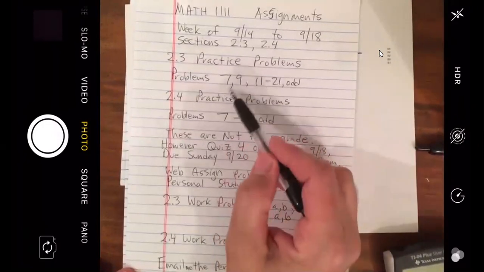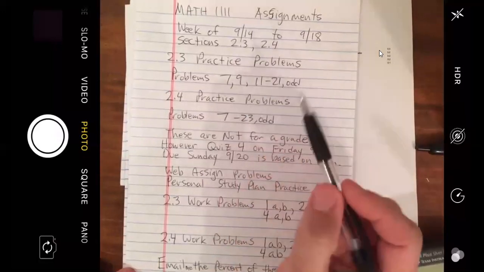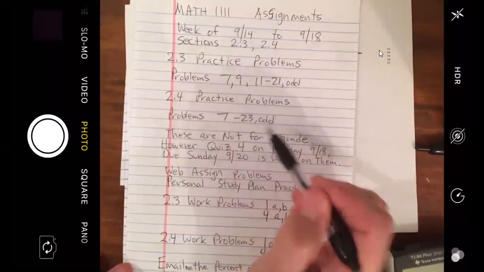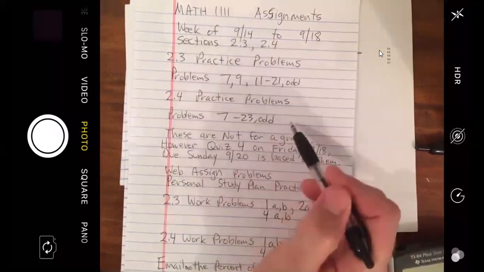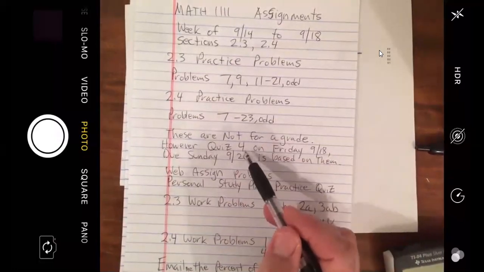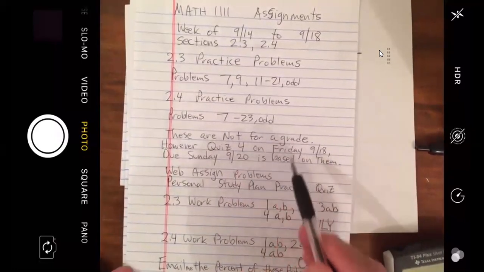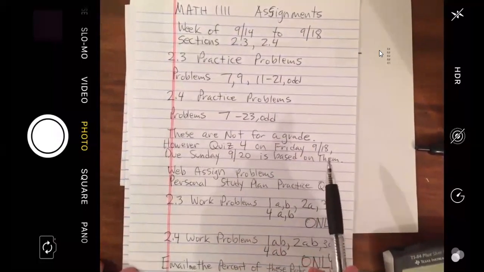The 2.3 practice problems are 7, 9, which have a lot of parts, and 11 to 21 odd. And the 2.4 practice problems are 7 to 23 odd. Again, these individually are not for a grade, but we will have quiz 4 based on these on Friday. And again, due Sunday. I'm trying to keep the same system week after week.